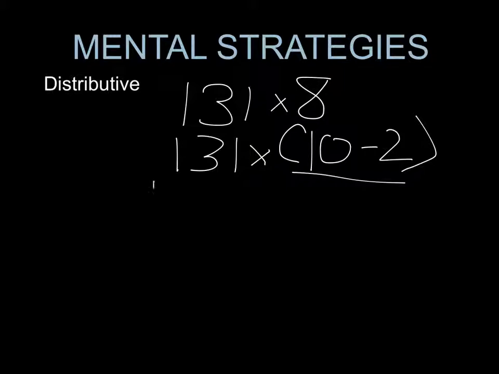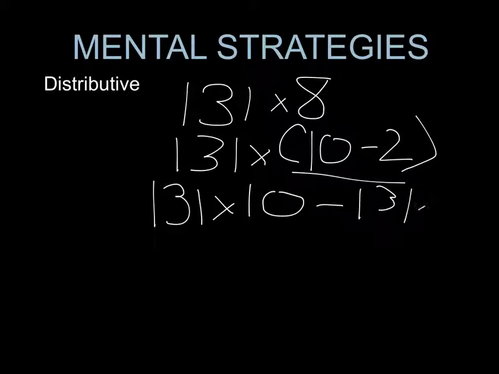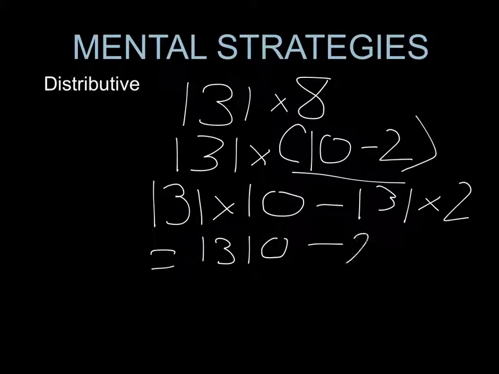So then what I do, I expand the brackets, so I distribute the 131 to everything in the brackets, so that'll be 131 times 10 minus 131 times 2, okay? 131 times 10, nice and easy, just add a 0 to the end. 131 times 2, people generally good at doubling. So this is what I have here, 1310 minus 262.